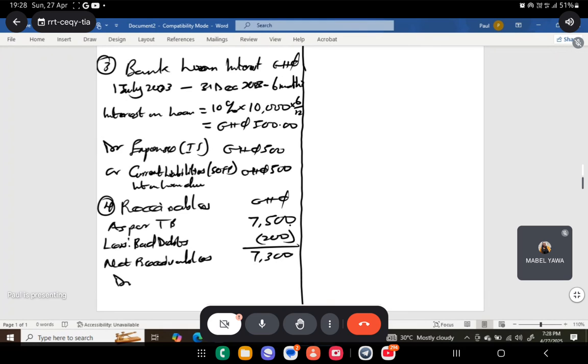So the double entry is debit expense with the 200 and you credit receivable, which we've already done by subtracting. Anytime you are crediting an asset, it means that you are reducing the asset. So the receivables was 7,500. Since we've credited receivables, that's why I subtracted 200. So I've already done that, but I'm just teaching you the top one. Okay. So this is how it works.